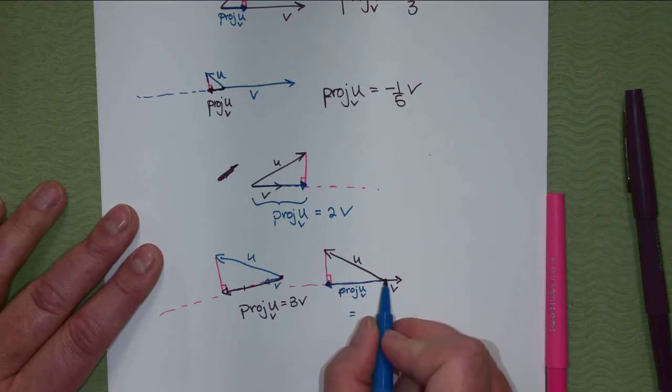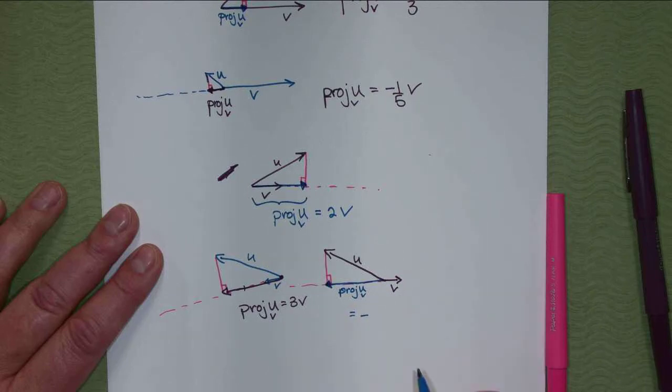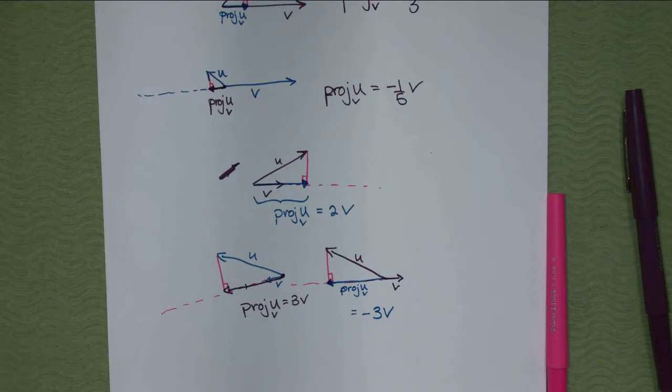Maybe it's negative, so it's going in the opposite direction. 3, negative 3V. Okay, so that's what a projection is, so that's all the possibilities.